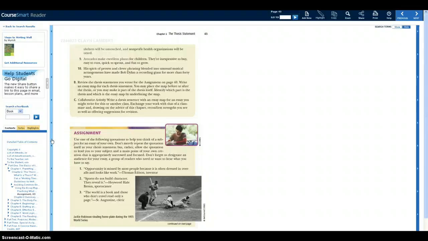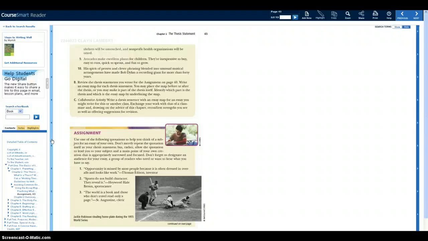Don't just use the quotation as the thesis sentence, but use it kind of as, what is this saying trying to tell us? And then write a thesis sentence for an essay that would focus on the idea behind the quotation. Okay, so all you have to do is write a thesis sentence based on one of these quotes, and then second, this last line, don't forget to designate an audience for your essay, a group of readers who need or want to hear what you have to say.